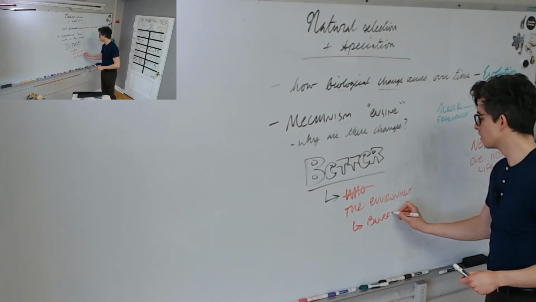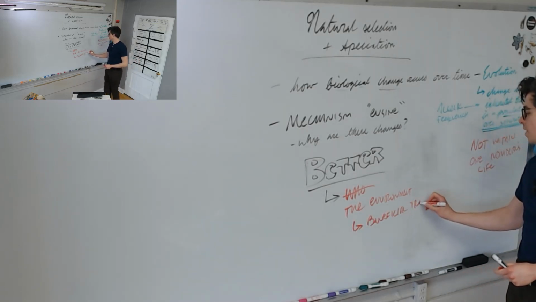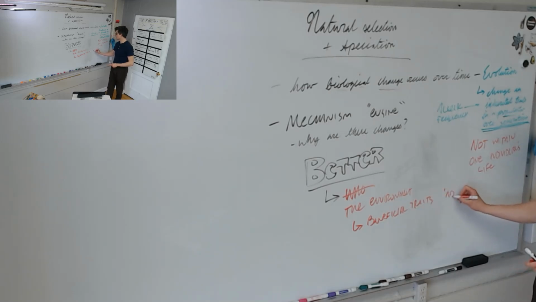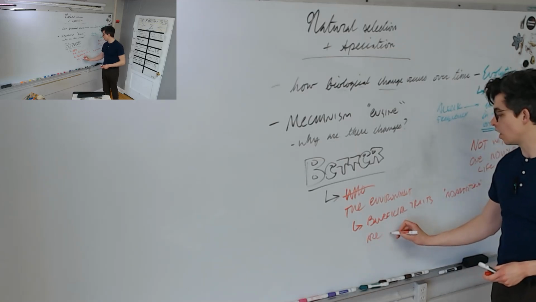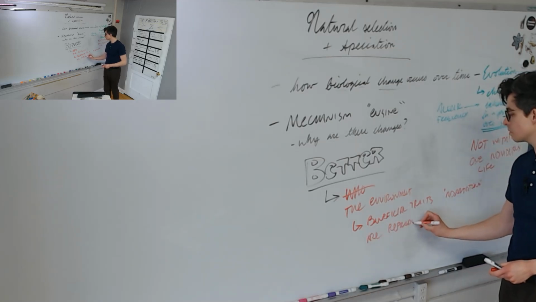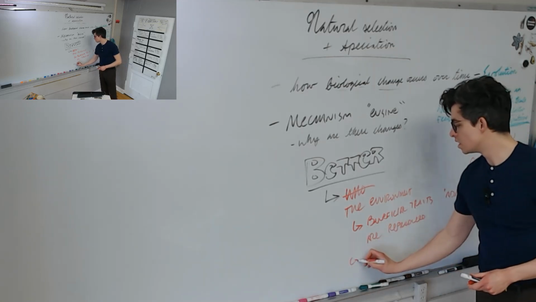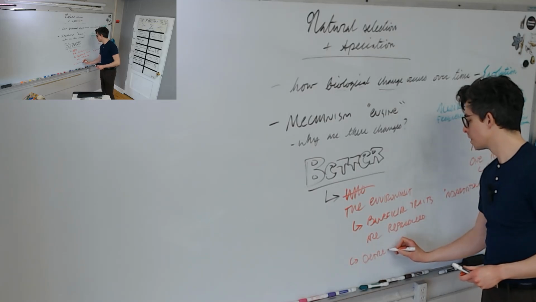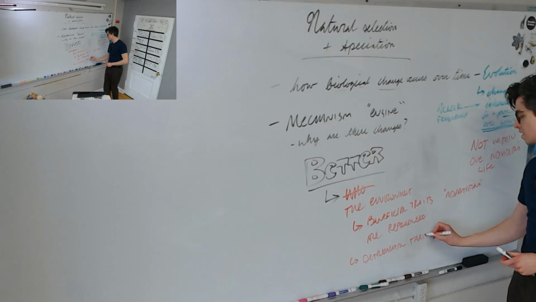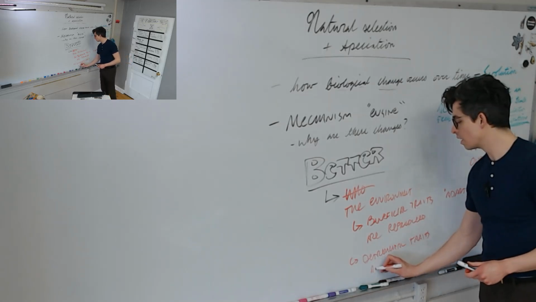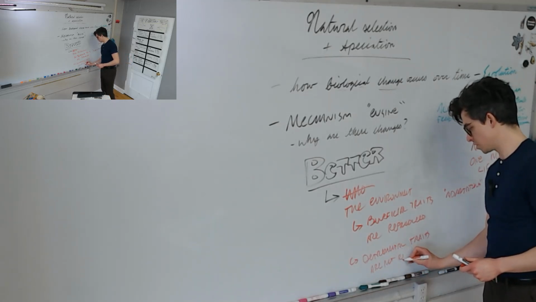Beneficial traits, what do we call beneficial traits? Adaptations. Not only survive, but what? Are reproduced. Detrimental traits, there's not really a specific name for those, but detrimental traits, those traits that harm the individual, are not reproduced.